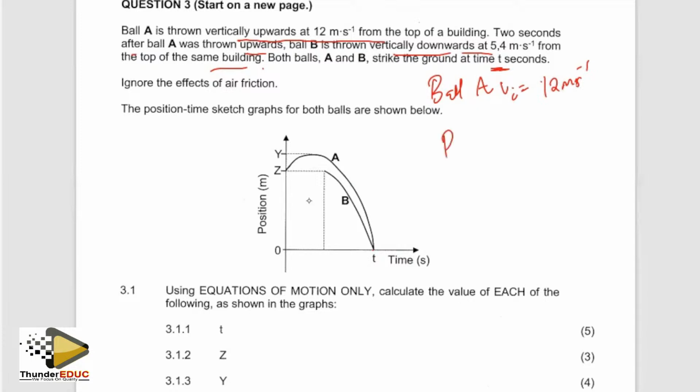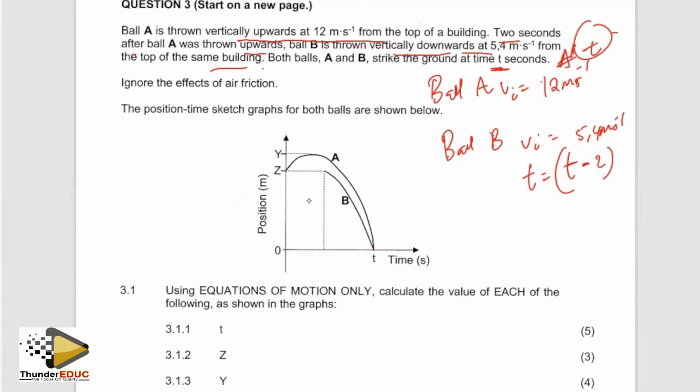Yeah, let's look at ball B. Ball B, the initial velocity is going to be 5.4 meters per second. Now remember the directions are different. One is up and then the other one is down. So since ball B is being projected downwards after 2 seconds, for A the time will remain as t, and for B we shall take the time to be t minus 2.